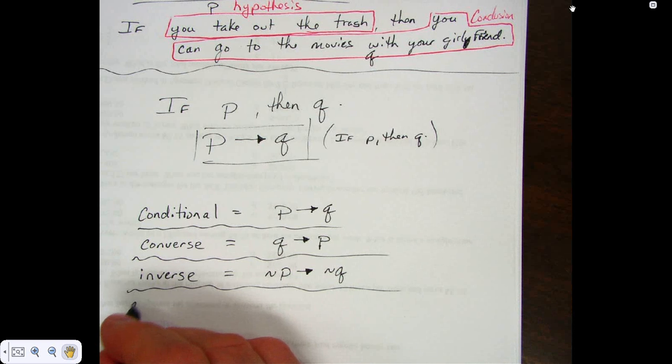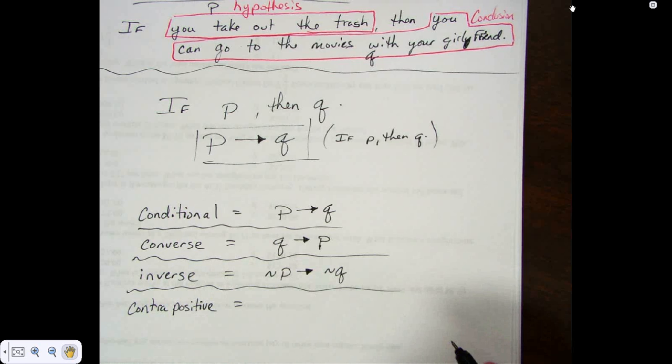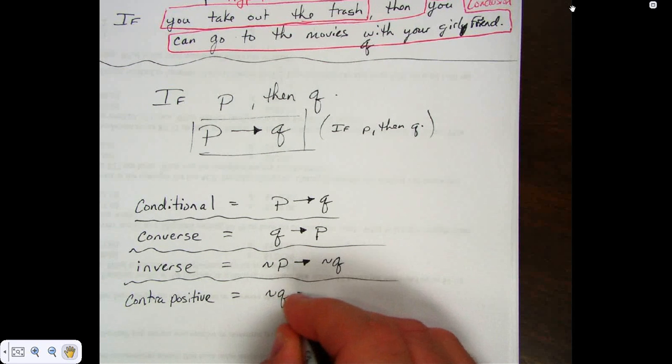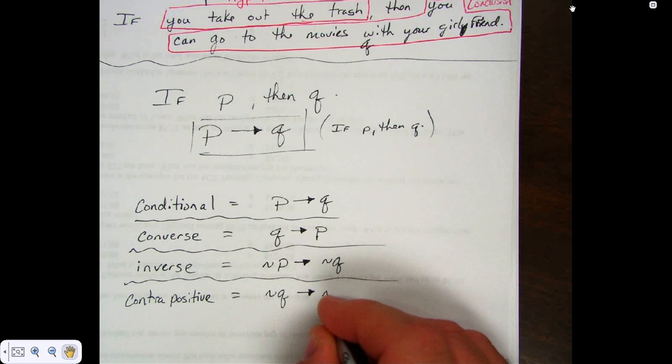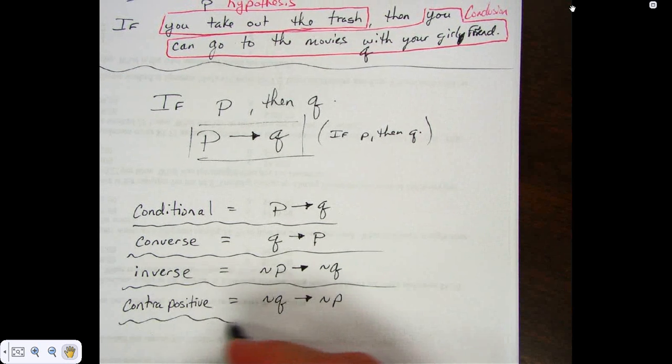And the last thing, contrapositive. What would your guess be here? Kind of forming a pattern a little bit. That flipped. Not Q and not P. It's the converse of the inverse, isn't it? Yeah.